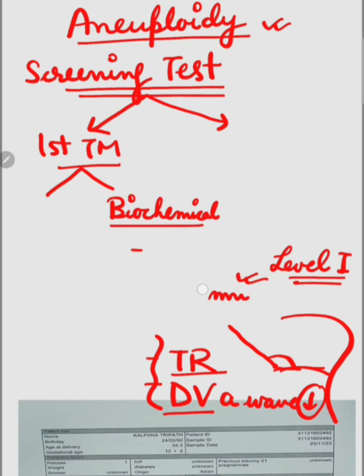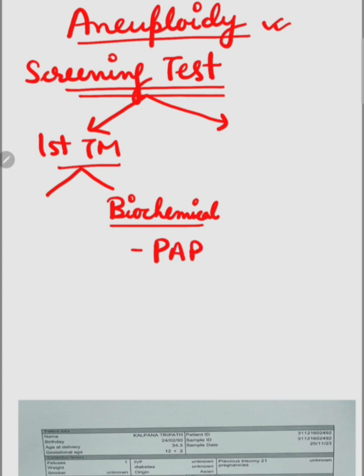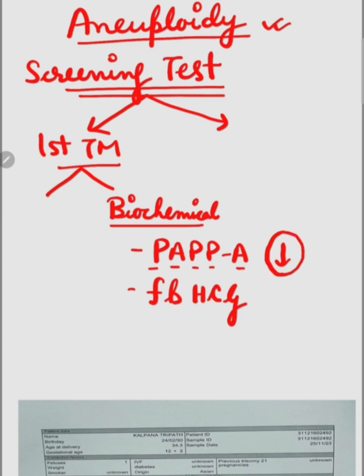Now coming to biochemical markers in the first trimester. In biochemical markers, always remember, we have 2 markers. One is your PAPP-A, pregnancy associated plasma protein A, and second is your free beta HCG. So these are the two markers which we look for. PAPP-A value is decreased if there is trisomy 21, and beta HCG values are increased if there is aneuploidy.